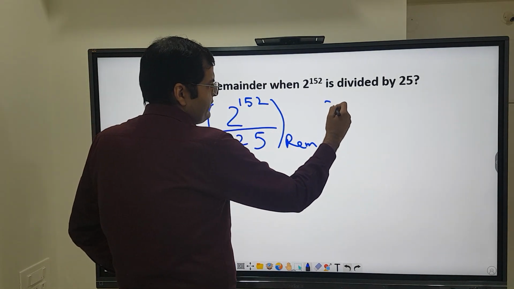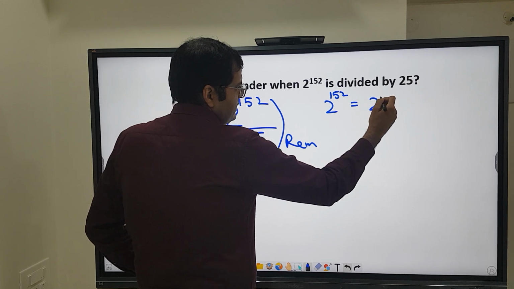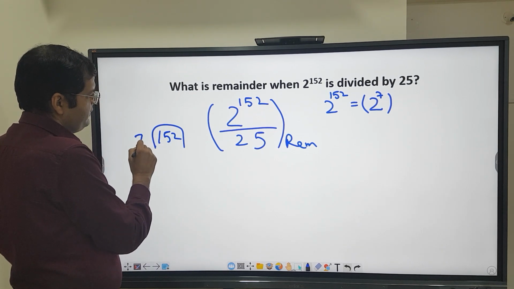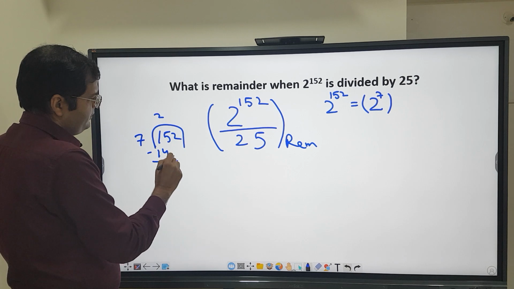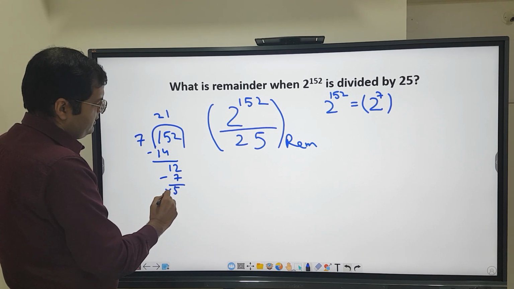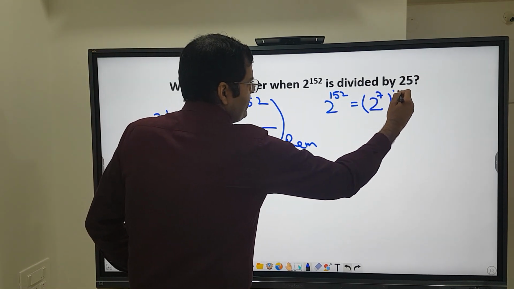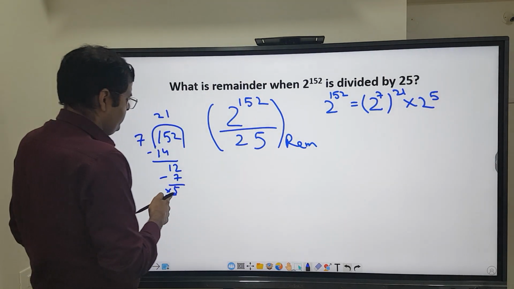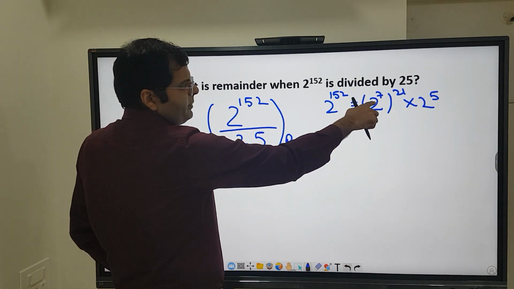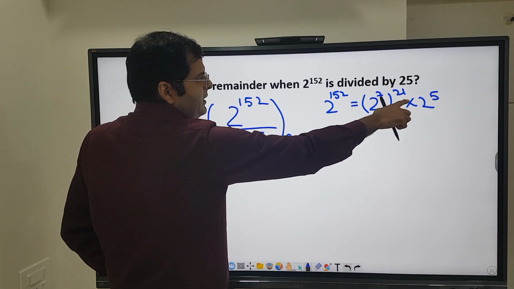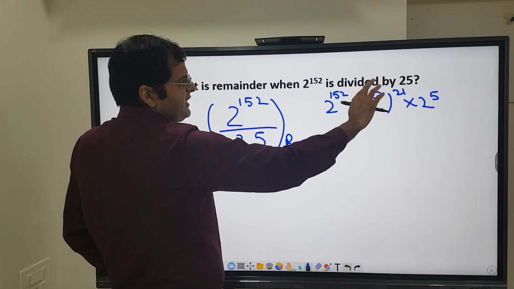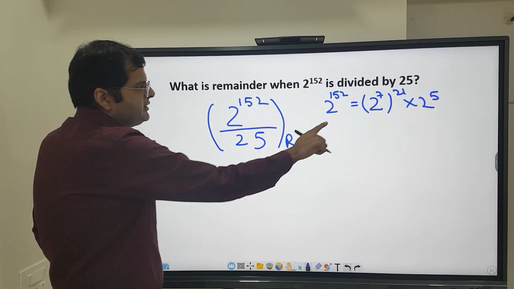So 128 is 2 raised to 7. So 2 raised to 152, I'll write as 2 raised to 7 whole raised to power what? 152 divided by 7: 7 2s are 14, then 7 1s are 7, and the remainder is 5. That means I can write this as 2 raised to 7 whole raised to power 21 multiplied by 2 raised to power 5, because 5 is the remainder and 21 was the quotient. From the rule of exponents, this becomes 2 raised to 147 multiplied by 2 raised to 5, which is 2 raised to 147 plus 5, which is 2 raised to 152. So this is how we are going to write this.